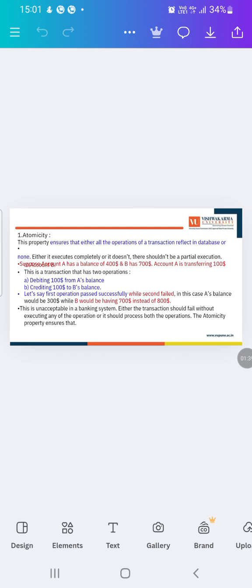So we go into brief. First is atomicity. What is atomicity? The property ensures that either all the operations of a transaction are reflected in the database or none. Either it executes completely or it doesn't execute at all.